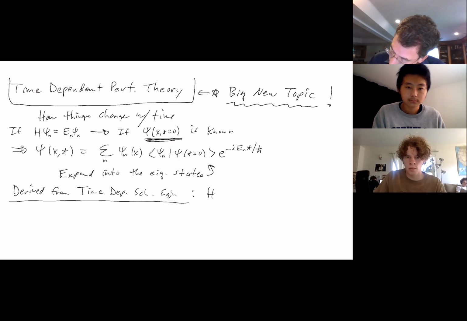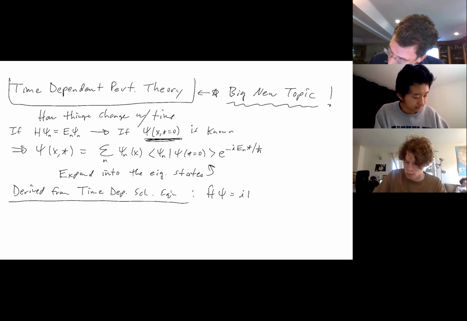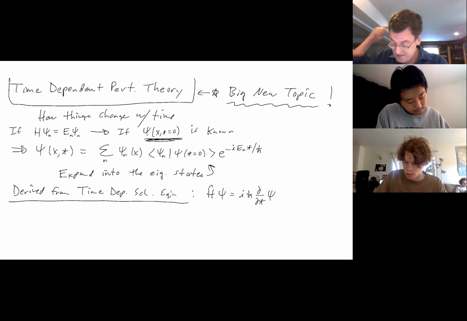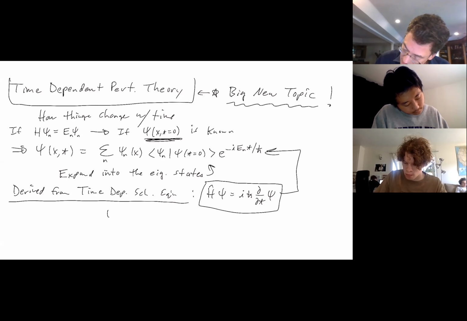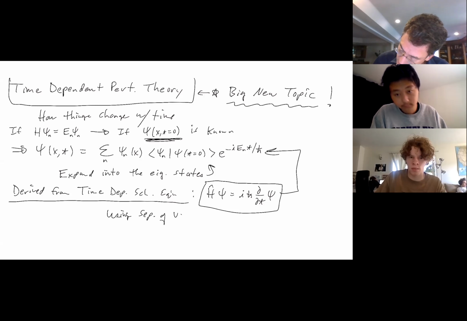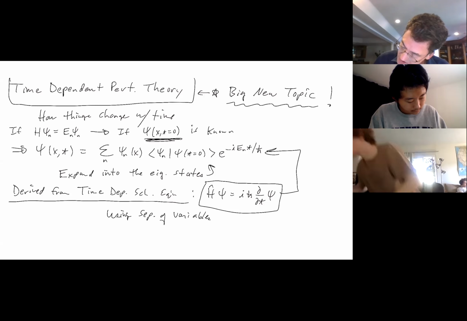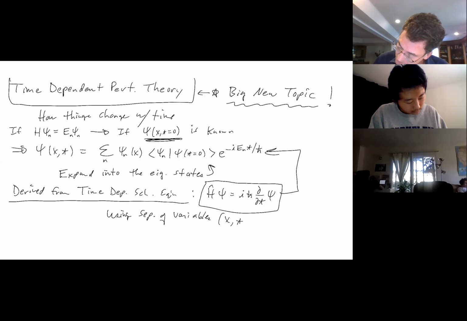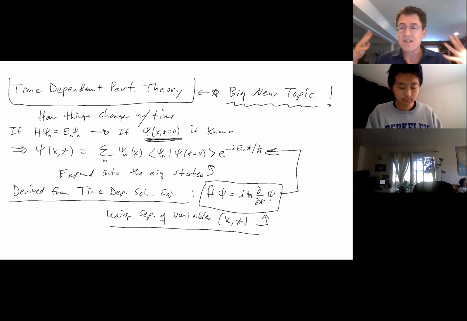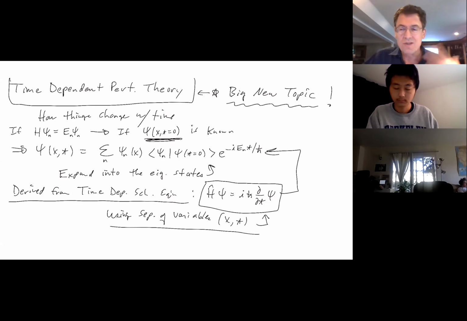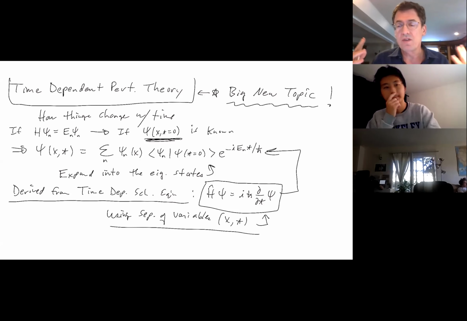It's just this: H psi equals i h bar d/dt psi. And then from this, you derive this expression using our old friend, separation of variables. And in this case, the variables were position and time. Okay, so I'm just reminding you of that. This is what you know, or should know, or it should look familiar. Maybe you should go and review it if it doesn't look familiar.